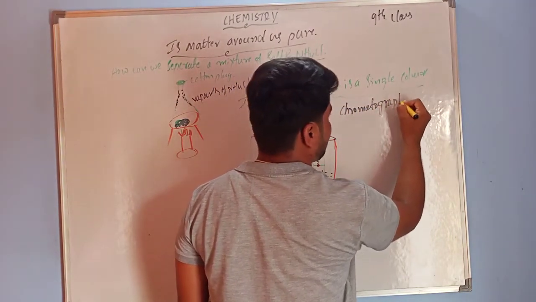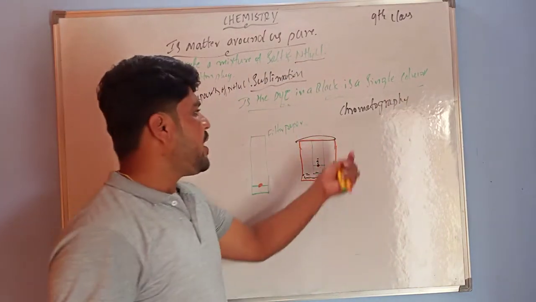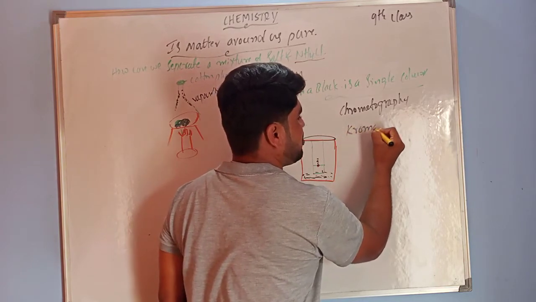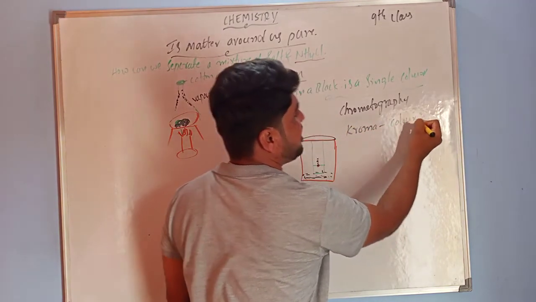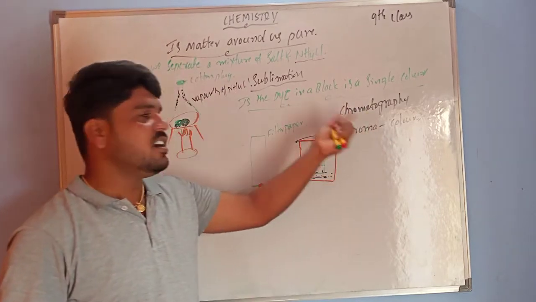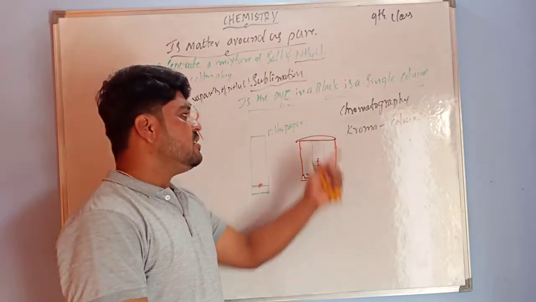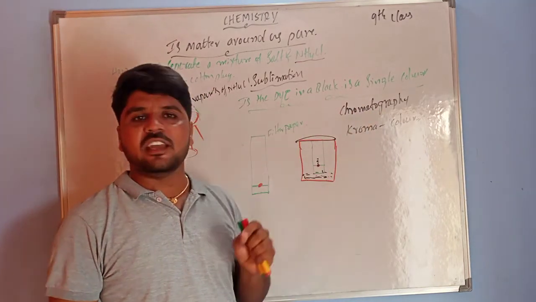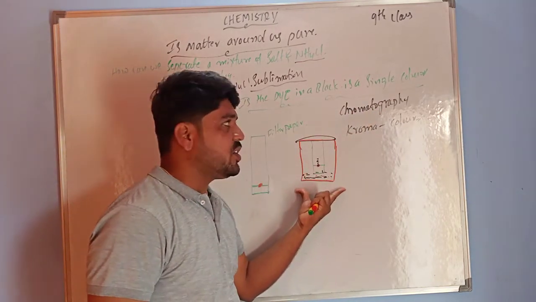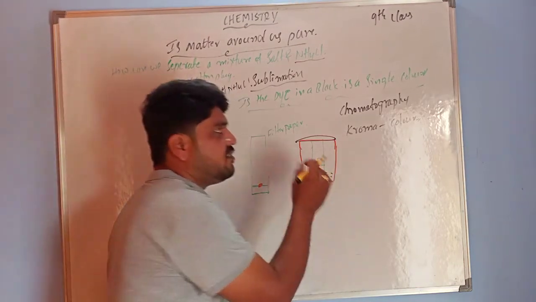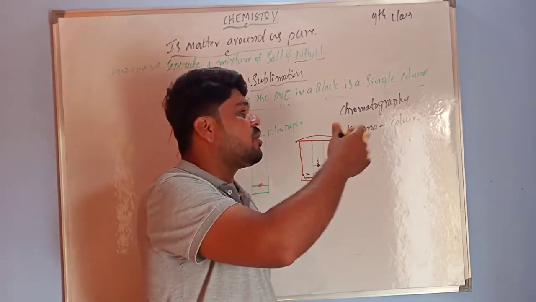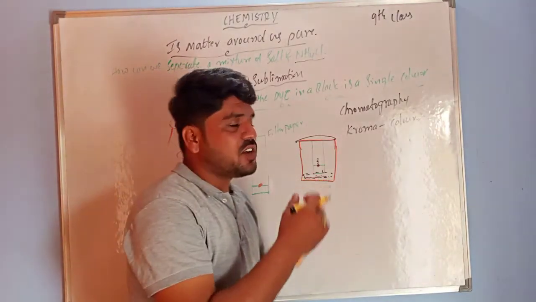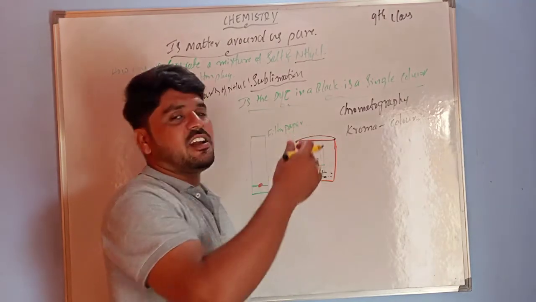Chromatography. Chromato comes from the Greek language, where chroma means color. This process is called the chromatography technique. Nowadays we have many chromatographic techniques, like line chromatography and column chromatography. We will study them deeply in the higher classes.